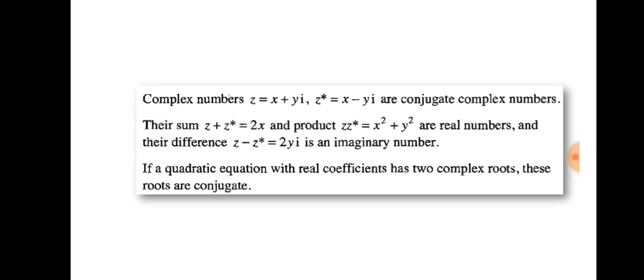Complex numbers z equal to x plus yi and z star equal to x minus yi are conjugate complex numbers. Their sum z plus z star is equal to 2x, and product z times z star is equal to x square plus y square are real numbers, and the difference z minus z star is equal to 2yi is an imaginary number. If a quadratic equation with real coefficients has two complex roots, these roots are conjugate.